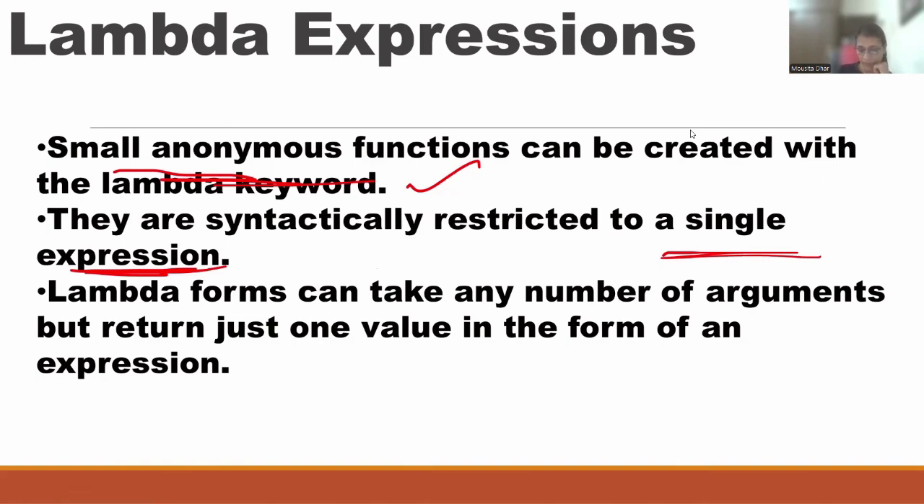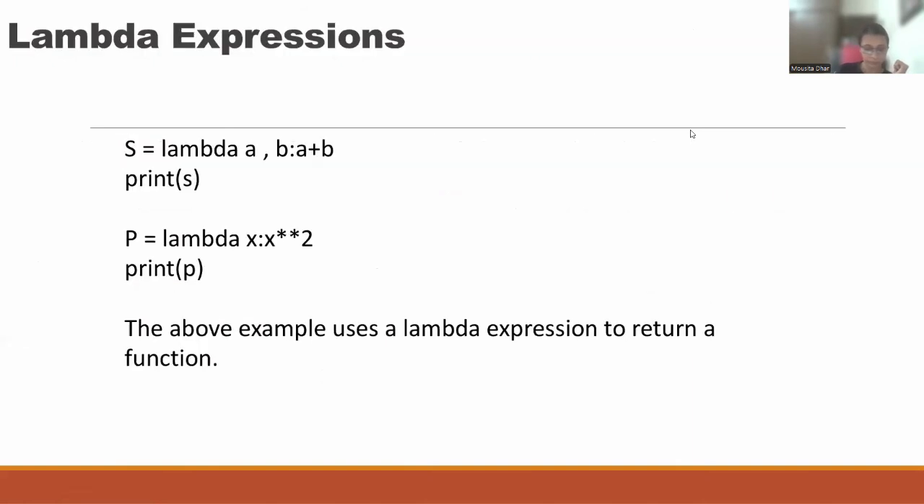Lambda form can take any number of arguments but returns just one value. This is one important concept. Lambda is returning only one value, but any number of arguments can be taken. So with an example, again, I'm showing. Next. This is how we write a lambda expression, like lambda a comma b. So, for example, here I have written lambda a comma b.